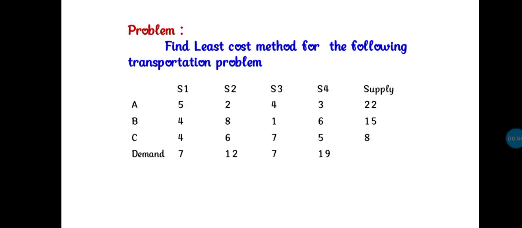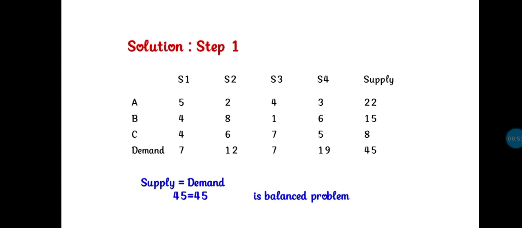Let us consider this problem. In this problem, we are going to find the initial feasible solution to the given transportation problem by using the least cost entry method. Step 1. Before applying the least cost entry method, we have to check whether the given problem is balanced or unbalanced. Now, let me check whether the problem is balanced or unbalanced.